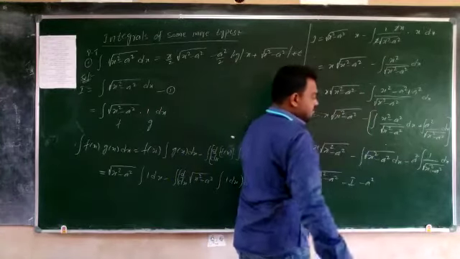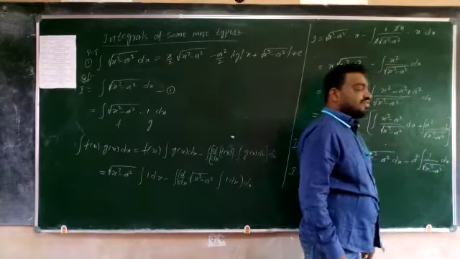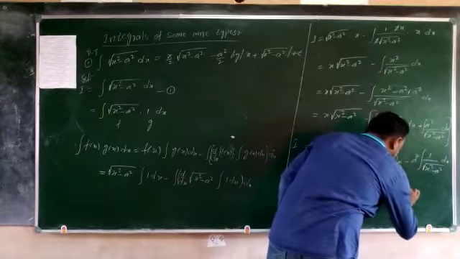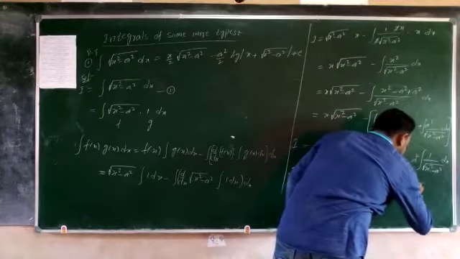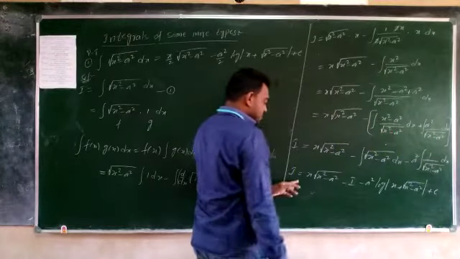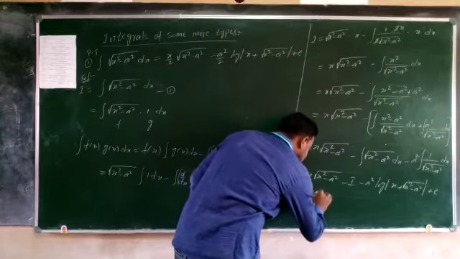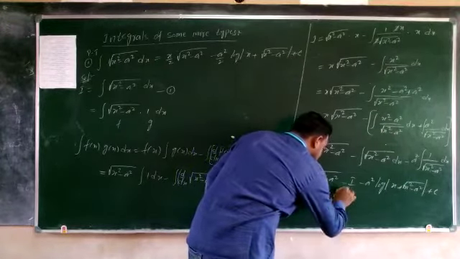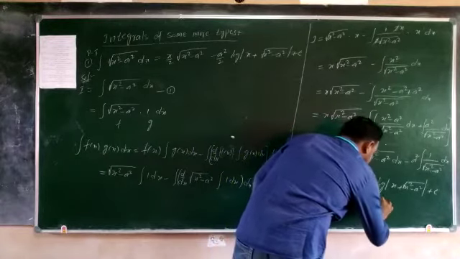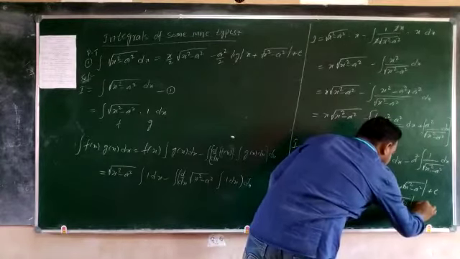Minus a square into, we know this formula, integration of 1 by square root of x square minus a square, which is equal to log mod of x plus under root of x square minus a square. Next, I is taken to the left side, I plus I is 2I. 2I is equal to x into square root of x square minus a square minus a square into log mod of x plus under root of x square minus a square plus c.